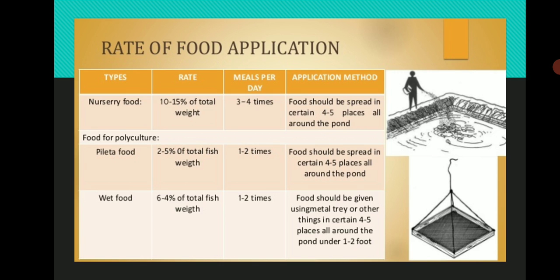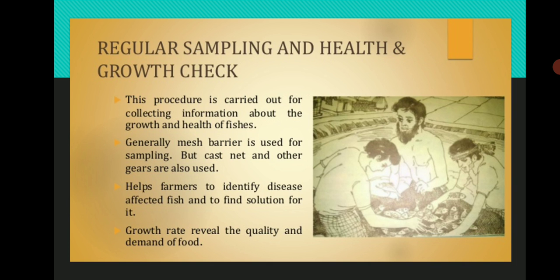Nursery food: 10 to 15% of total weight, 3 to 4 times. Food should be provided in certain 4 to 5 places around the pond. Pilot food: 2 to 5% of weight, 1 to 2 times. Food should be provided in certain 4 to 5 places around the pond. Adult food: 6 to 4% of total weight, 1 to 2 times. Food should be given using a tray, placed in certain 4 to 5 places all around the pond, under 1 to 2 feet of water.